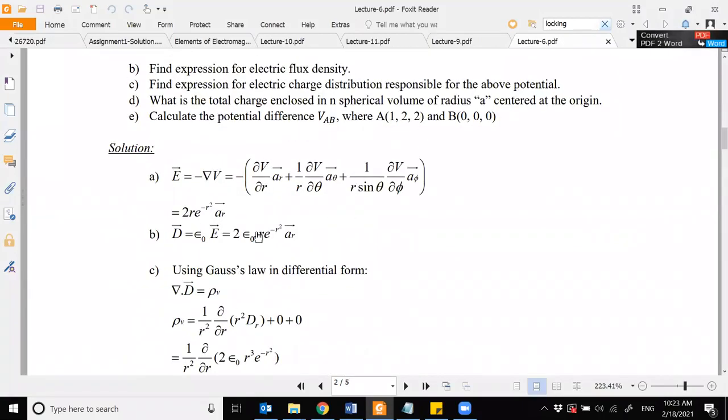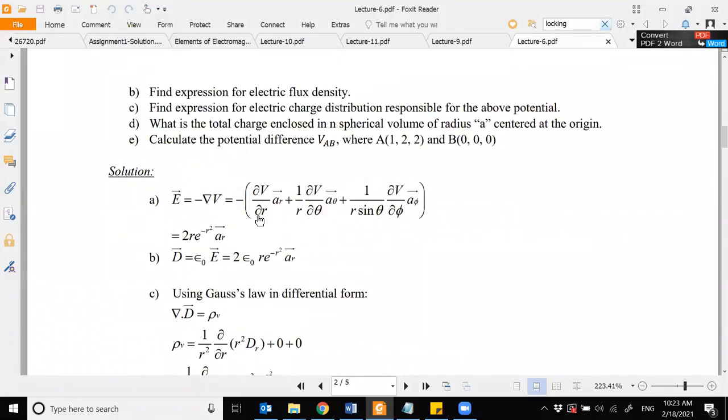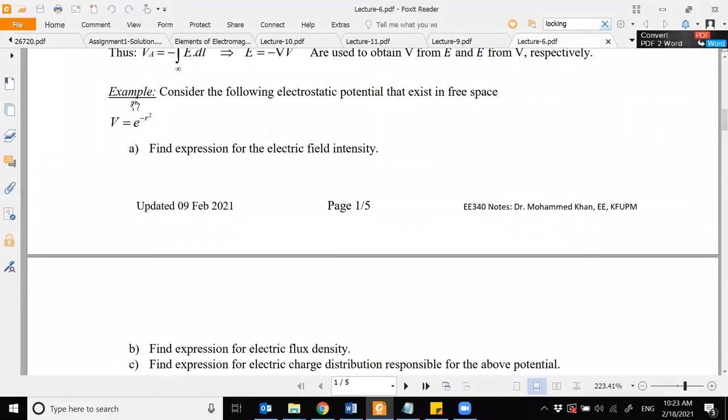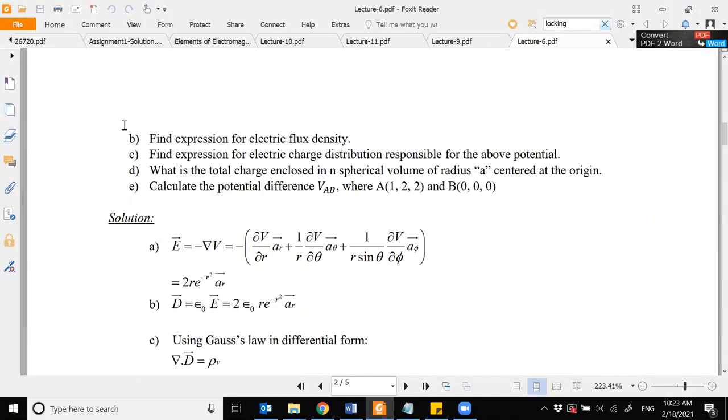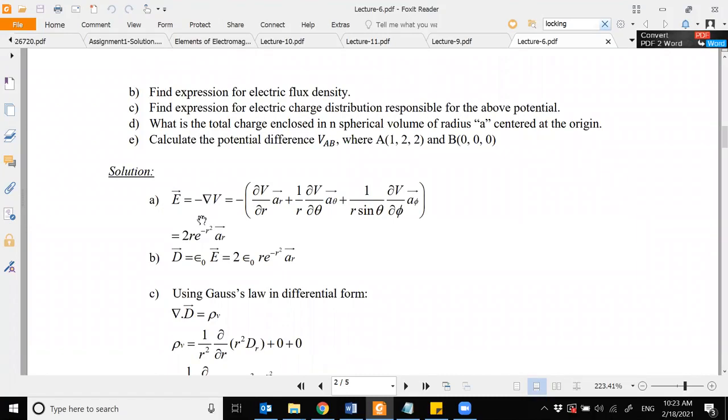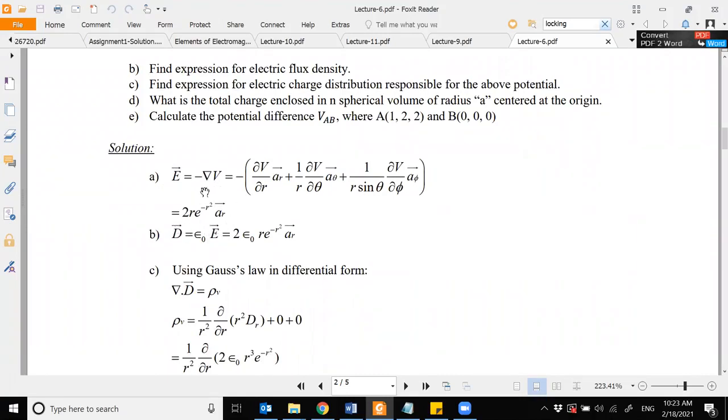See here, this is lecture 6. So I'm just trying to show you, my potential is a function of R, right? Now, what was the electric field which was responsible to have this potential? We used E is equal to minus del V, and we found that the electric field is 2R e power minus R square. Got it?